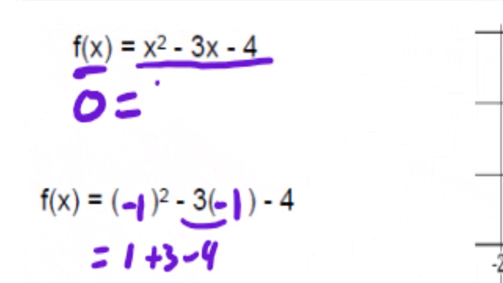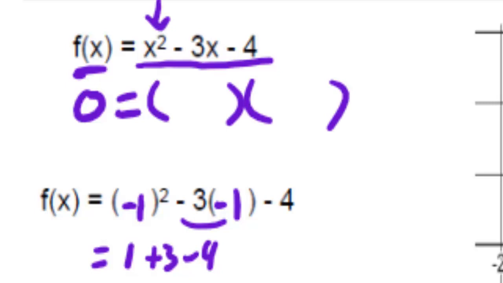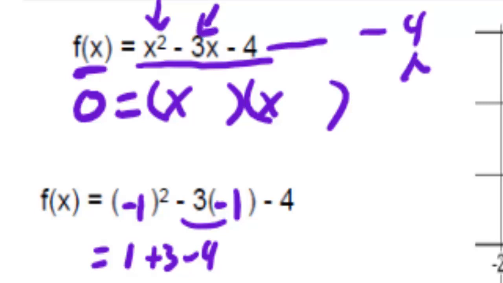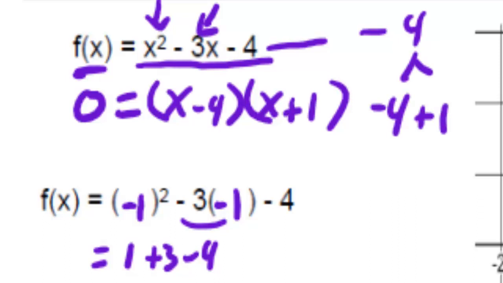So we're going to substitute this f of x with 0, and then we're going to factor this quadratic. So we're going to write our two binomials, and the factors that make x squared are x and x. And then we want to find the factors of negative 4 that have a difference of negative 3. And it would appear to be a negative 4 and a positive 1. So I will put minus 4 and plus 1.